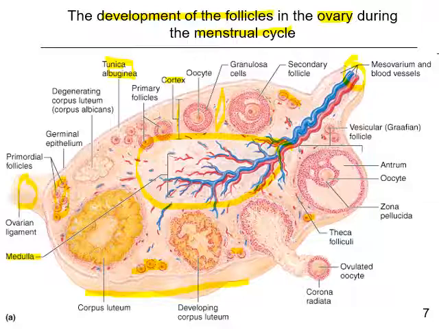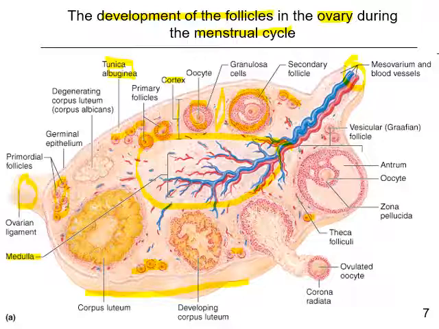Primordial follicles will develop. One of them becomes dominant and develops into a primary follicle. So primary follicles develop and one of them becomes dominant. And the dominant one will continue to develop into a secondary follicle, and the rest of them undergo atresia.